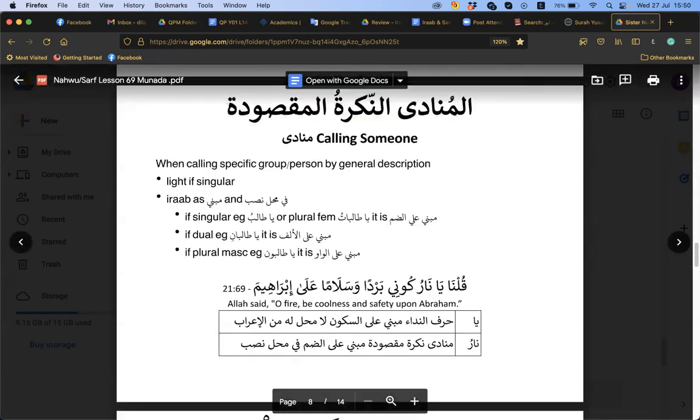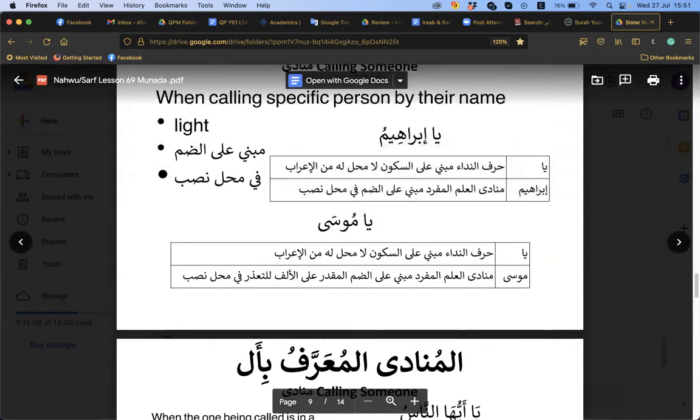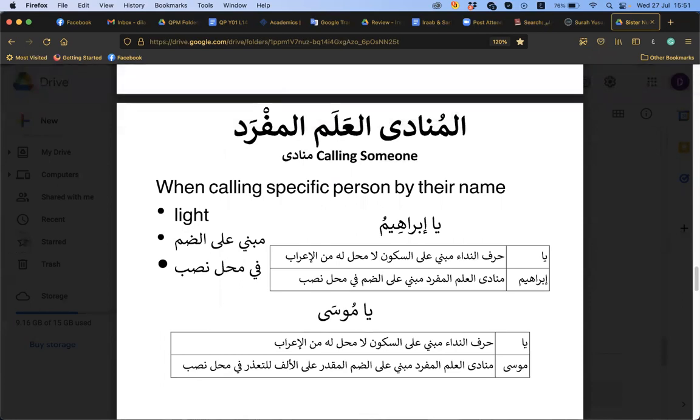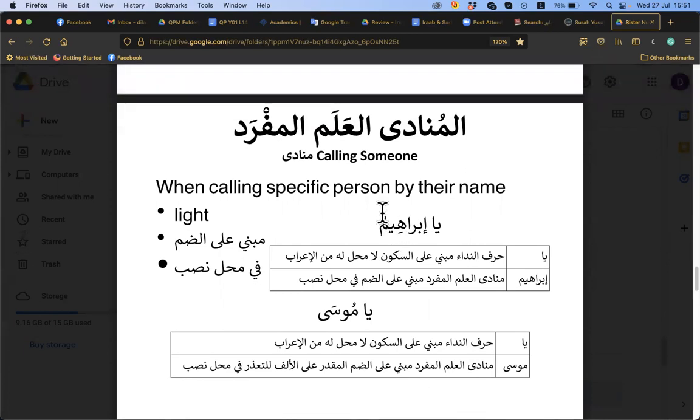And the other one that is going to be very common is when you call someone by a specific name, like Ibrahim. So this one is not a mudaf. It's going to be light also, but it is dhamma. But it's not marfu. It is mabni ala dham fi mahali nasab. Do you all remember why it is fi mahali nasab? Maf'ul bihi.